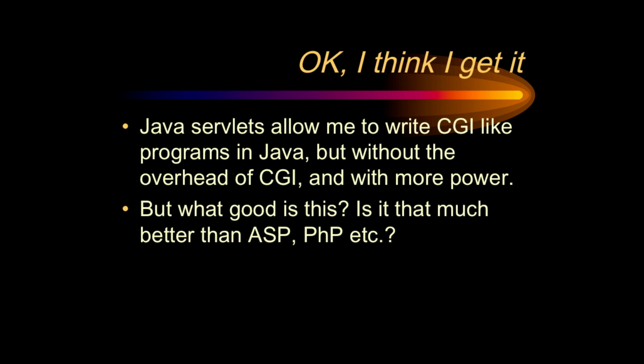So if you've followed it so far, you'll see that Java servlets allow you to write CGI-like programs in Java, but without the overhead of CGI, and with more power because it has a lot more built-in tools that come along with it. CGI is a much more general solution, but depending on what actual programming environment you're in, you have to go and find different tools and toolboxes and stuff to do what you want. So why is this any good? Is it that much better than active server pages, .NET, PHP, etc.?